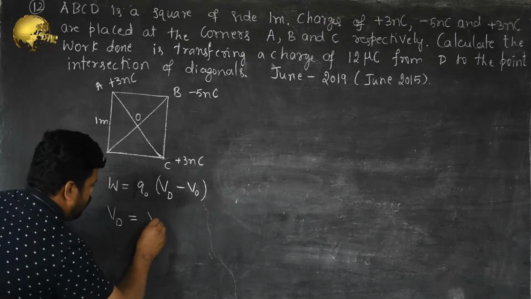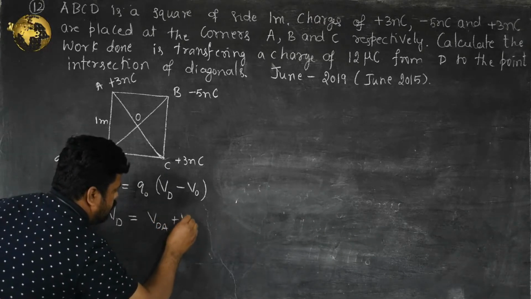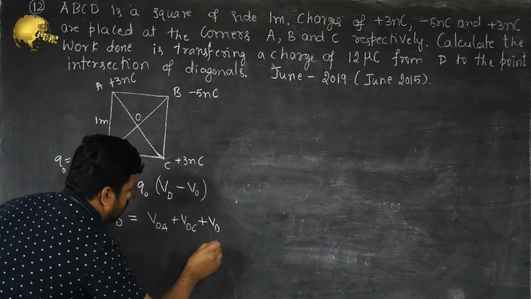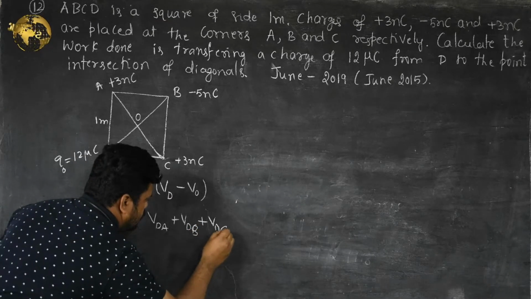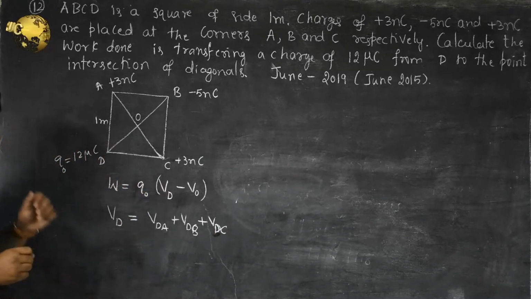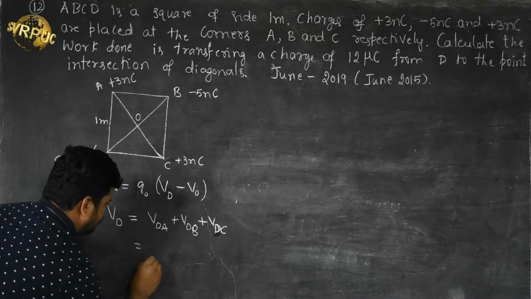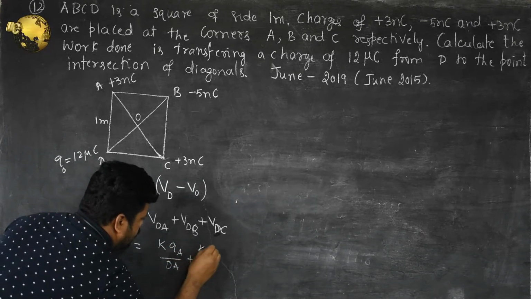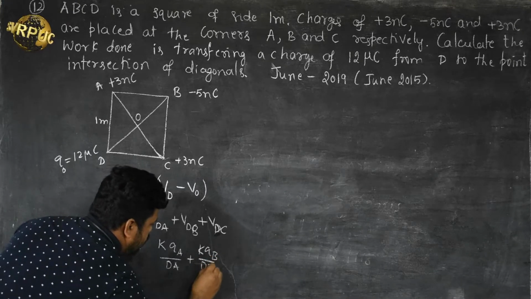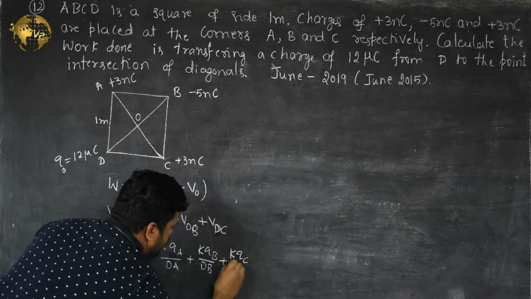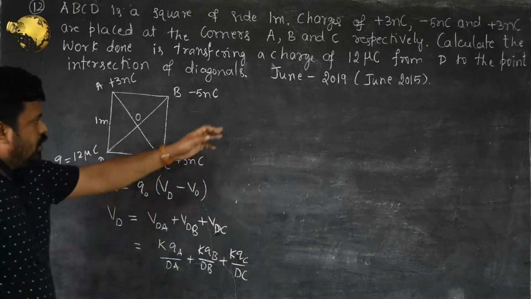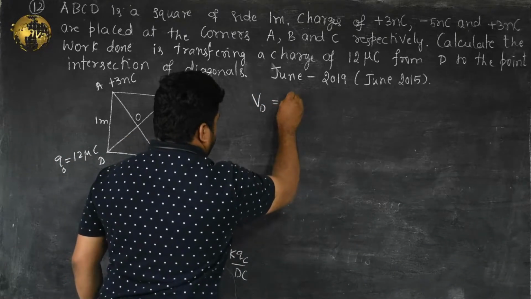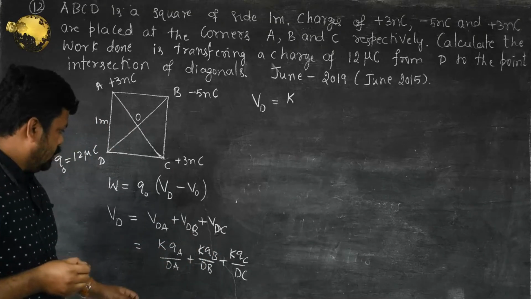So you can write potential at D due to A plus potential at D due to B plus potential at D due to C. Let's write down the formula: K QA divided by dA plus K QB divided by dB plus K QC divided by dC. Let's proceed here. Vd, K is taken common.